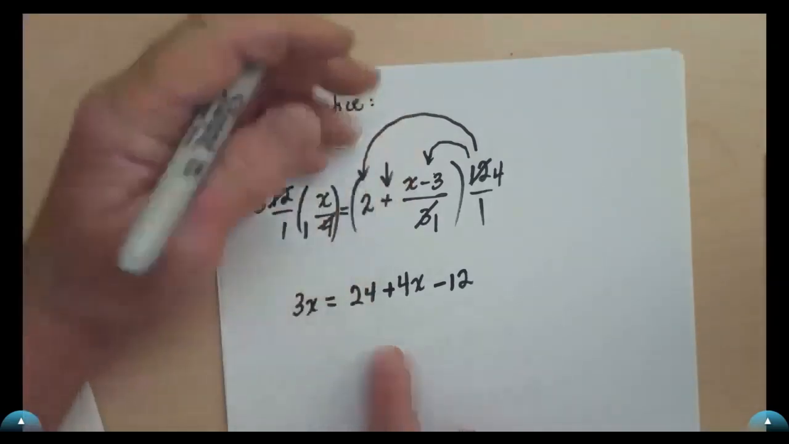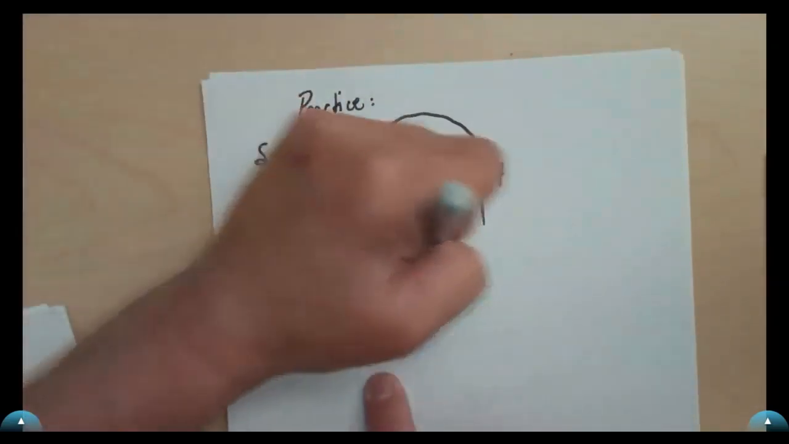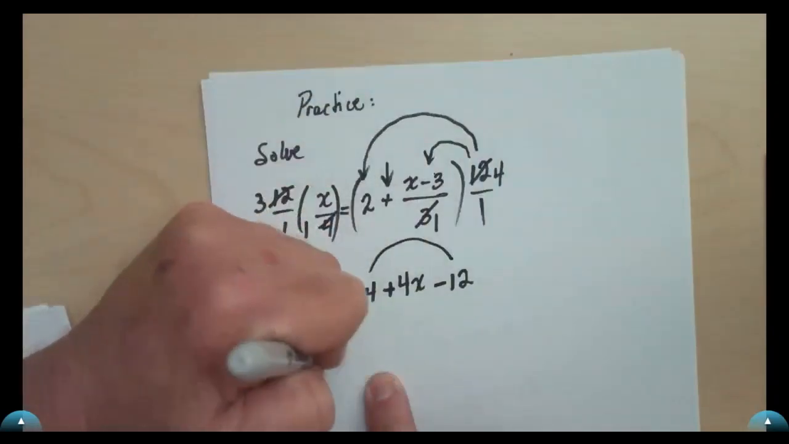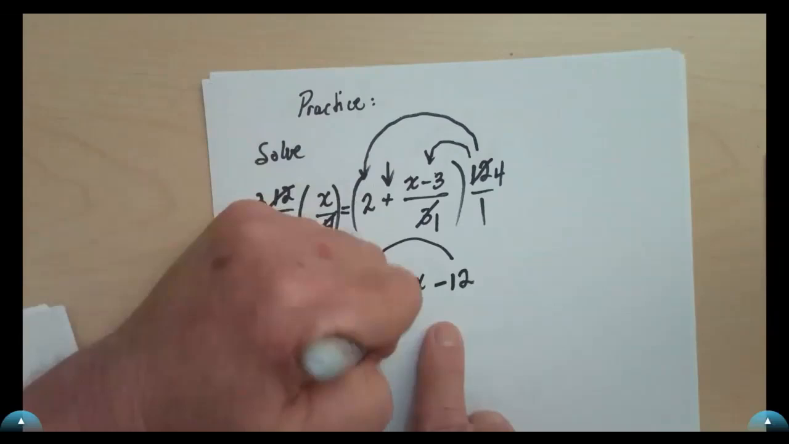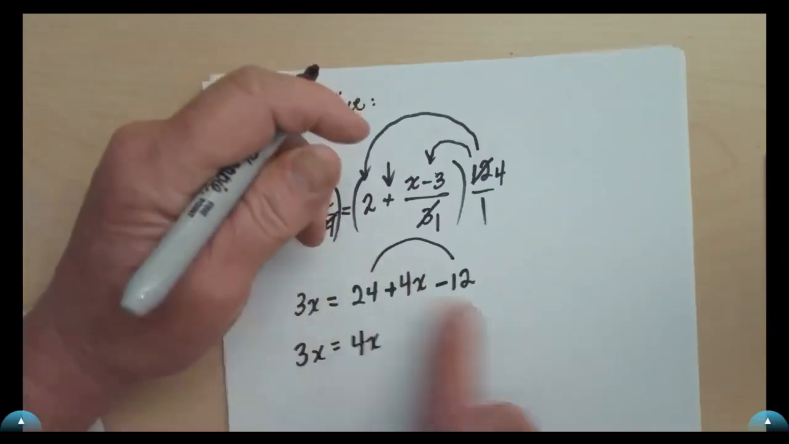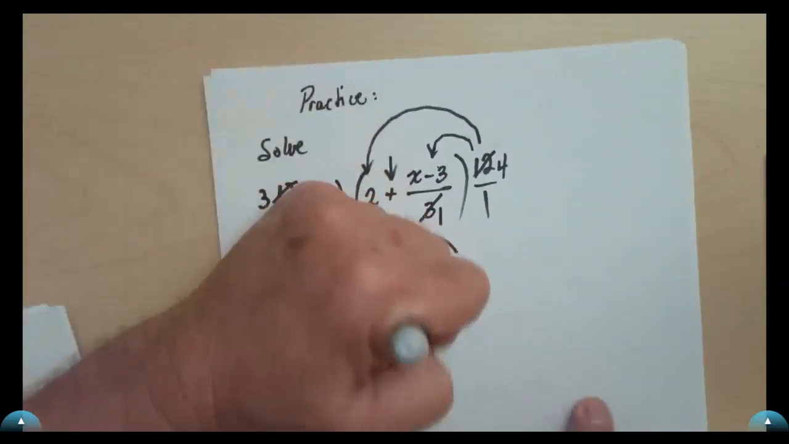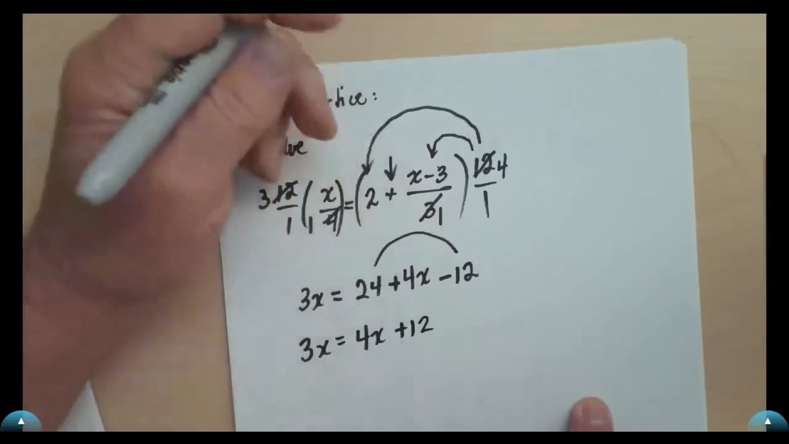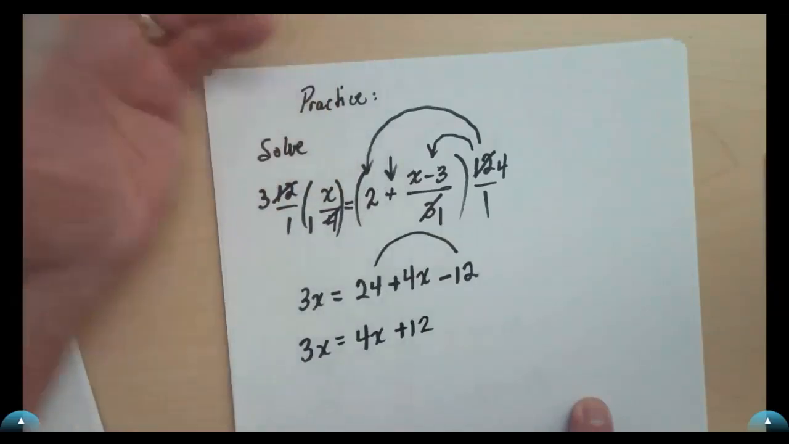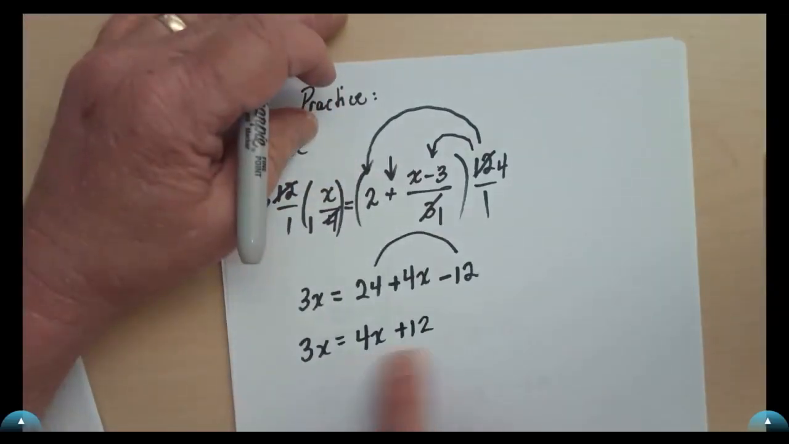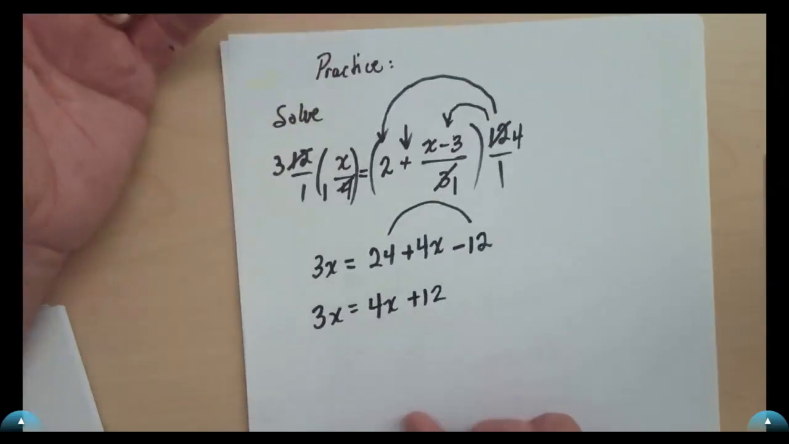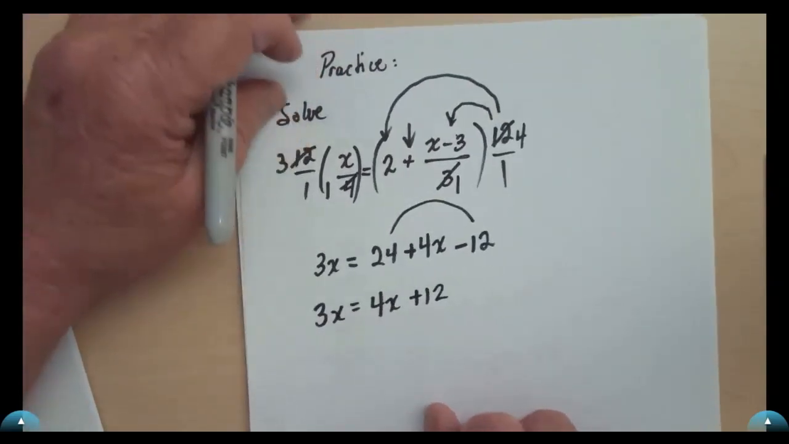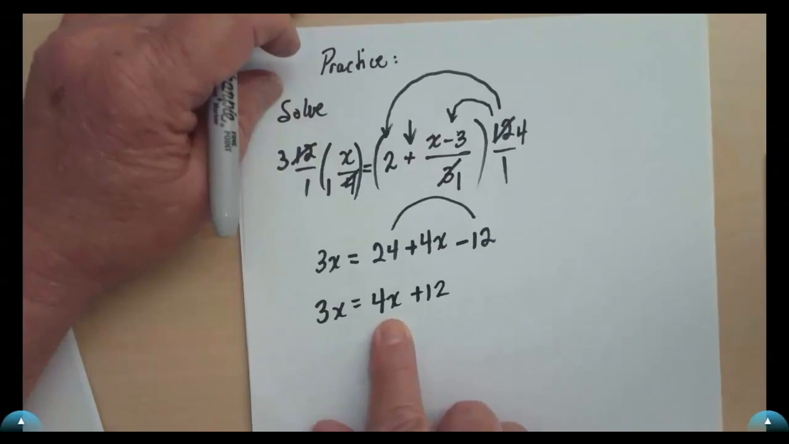So if I combine like terms, the only place I can do that is these constant terms. So I've got 3x equals 4x, but then 24 minus 12 is positive 12. You might have written 12 plus 4x. There's nothing wrong with that, right? Addition is commutative. It doesn't matter what order you write them in. I tend to write variables first.